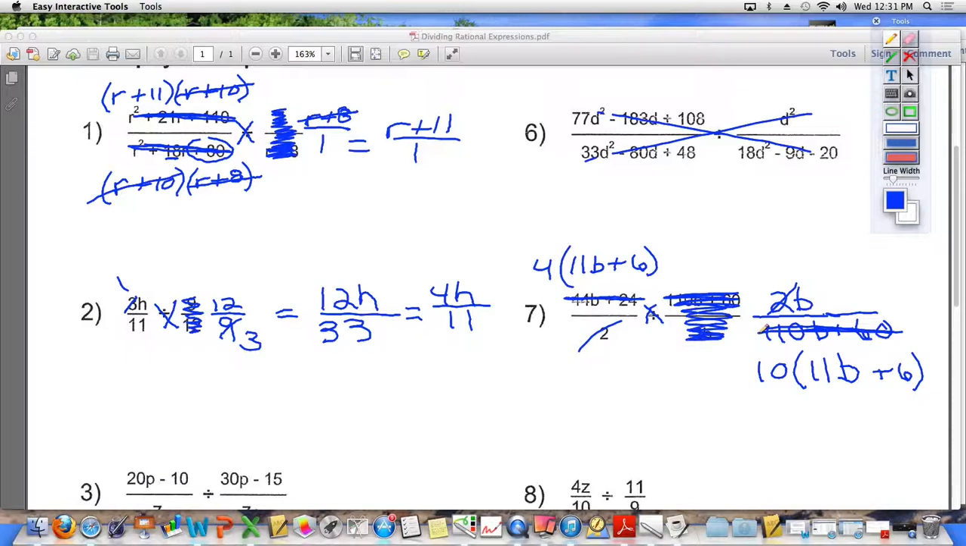Now do I have matching terms? Yes, 11b plus 6 and 11b plus 6. See, what is left over now? A 4 and a b. So I have 4b divided by, what goes on the bottom? 10. What is 4b over 10? 2b over 5. So in other words, 2/5 b.